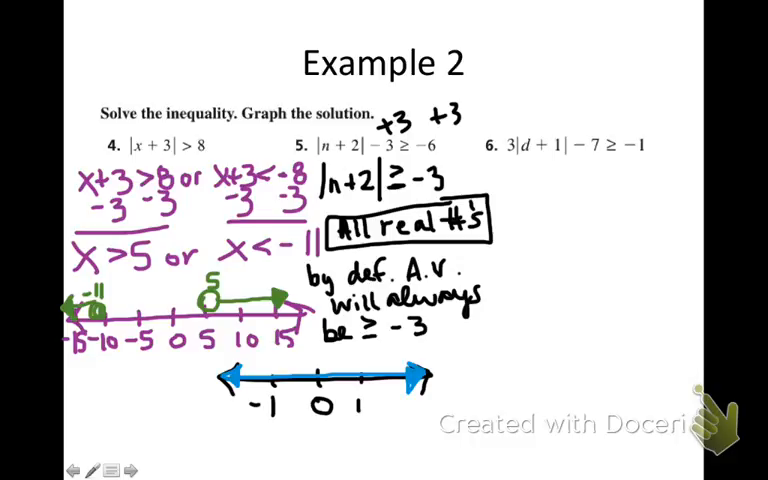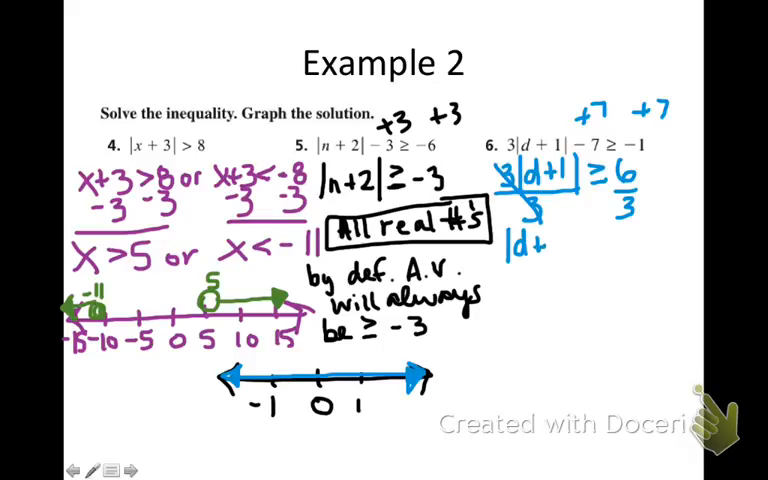And then finally, the last one, we want to add 7 to both sides to get this in a better shape. So 3 times the absolute value of d plus 1 will be greater than or equal to 6. Divide both sides by 3, which is a positive 3, so that cancels, and then you get the absolute value of d plus 1 being greater than or equal to 2. So you have this OR compound inequality situation going on.